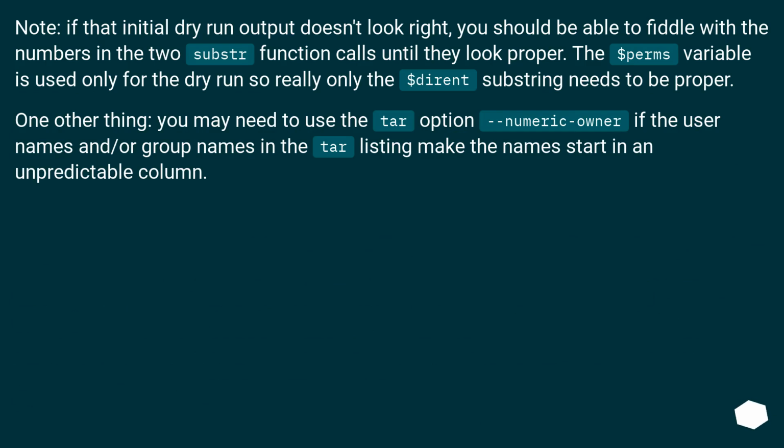Note, if that initial dry run output doesn't look right, you should be able to fiddle with the numbers in the two substr function calls until they look proper. The $perms variable is used only for the dry run, so really only the $dirent substring needs to be proper. One other thing, you may need to use the tar option --numeric-owner if the usernames and/or group names in the tar listing make the names start in an unpredictable column.